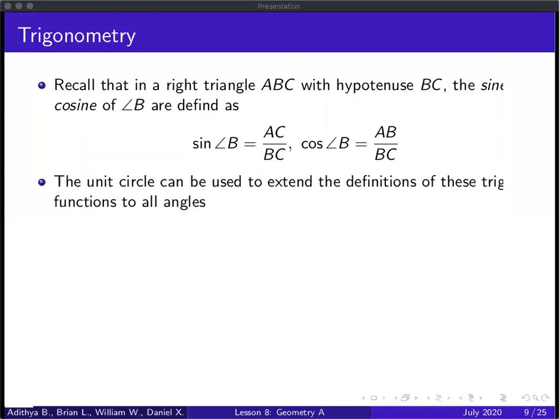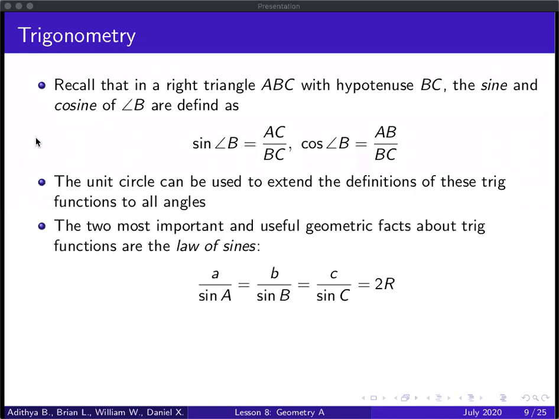And so the main ideas that we're going to be using in the following problems is the law of sines and the law of cosines, which are very important identities. So the first is the extended law of sines. And so this just says A over sine A equals B over sine B equals C over sine C, and that's all equal to twice the circumradius.